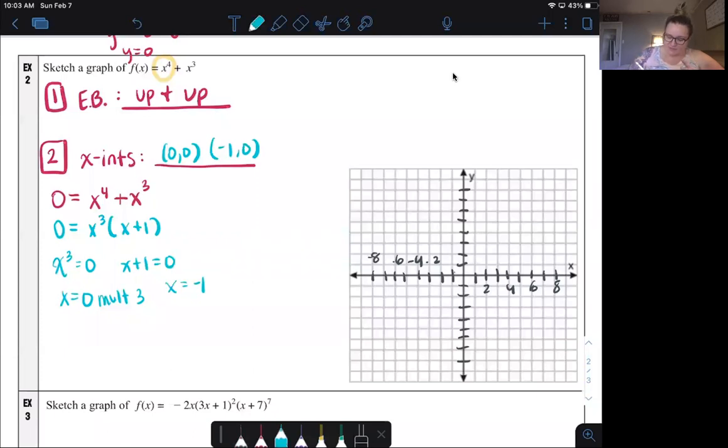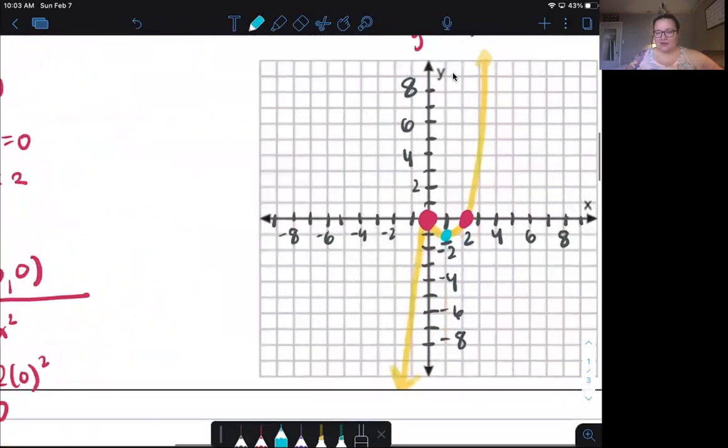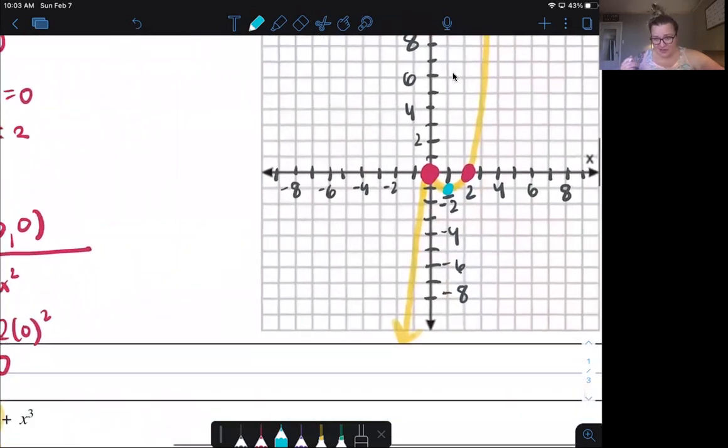So for the x-intercepts, I found x equals 0 with a multiplicity of 3 and x equals negative 1. So I'm going to plot 0, 0 and negative 1, 0. All right. So I also realized as I was labeling this graph that I forgot to label the x values on our graph from number 1. Make sure you got your y-axis labeled. Hopefully you're better than me and remember to do that.